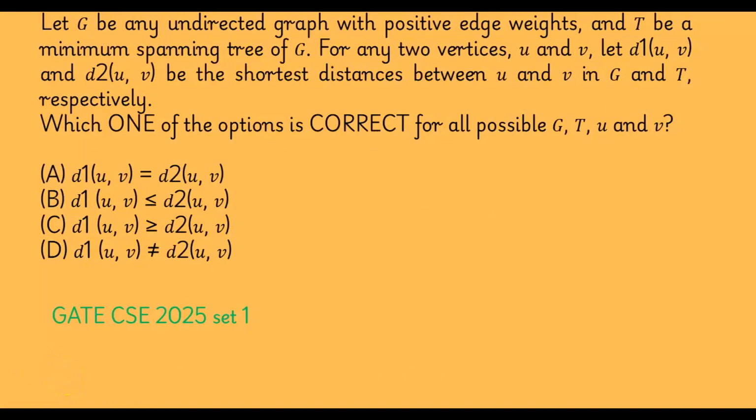Next question: let G be any undirected graph with positive edge weights and T be a minimum spanning tree of G. So there is a graph G and T is a minimum spanning tree of the given graph G. For any two vertices U and V, let D1 of U comma V and D2 of U comma V be the shortest distances between U and V in G and T respectively. Which one of the options is correct for all possible G, T, U and V? That means we have to identify the relationship between D1 and D2.